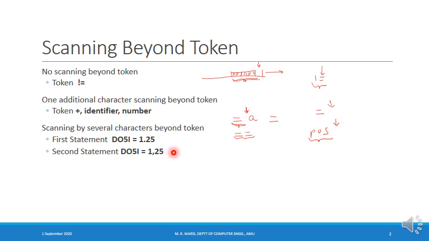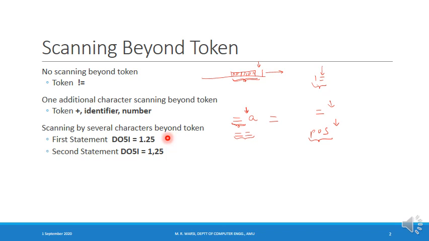The first statement is an assignment statement where the value 1.25 is being assigned to a variable, and the name of the variable is DO5I. The second statement is a looping statement. It starts from the value 1 and goes up to 25. And what is the looping variable? The looping variable is I. DO is indicating that it is the looping statement, so it's the keyword. So the second statement is a looping statement and the first statement is an assignment statement.